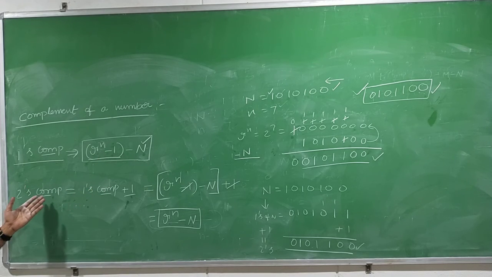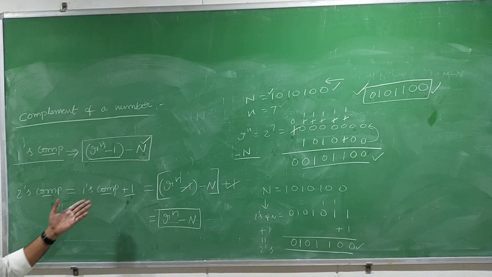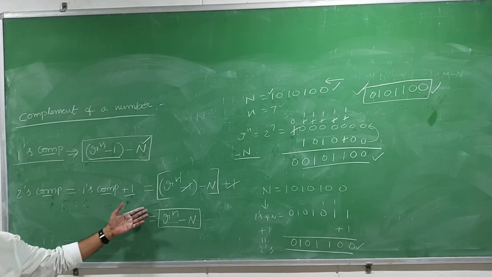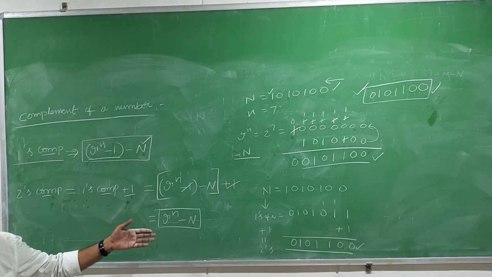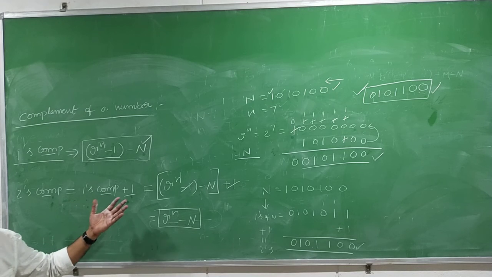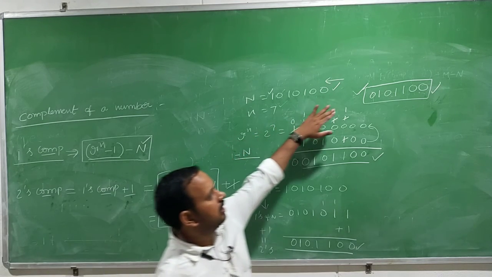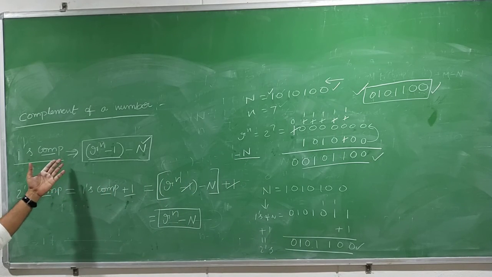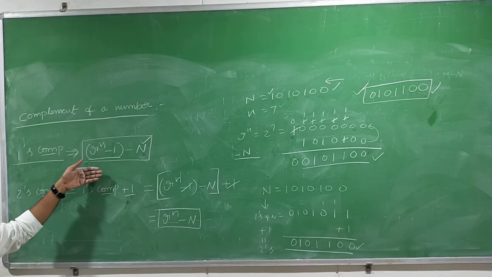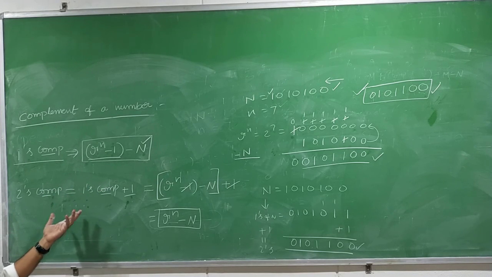And similarly, 8's complement means 7's complement plus 1. 16's complement is 15's complement plus 1. So 2's complement is 1's complement plus 1, like that. Okay, but practice this shortcut method for 2's complement. And here for 1's complement, instead of subtracting the given number from 1, directly we are inverting the given number. Both are the same, right?